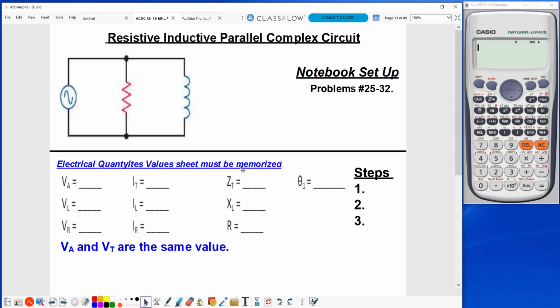So I want to remind you again that all of this information here has to be memorized so that you can write out your spreadsheet on your scratch paper to do your calculations. Sometimes you'll see VA and sometimes you'll see VT, but these are used interchangeably. There's no difference. VA is the same thing as VT.